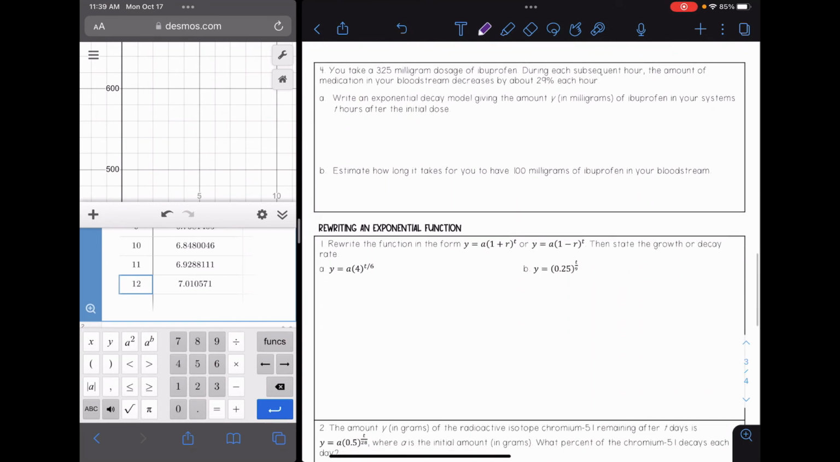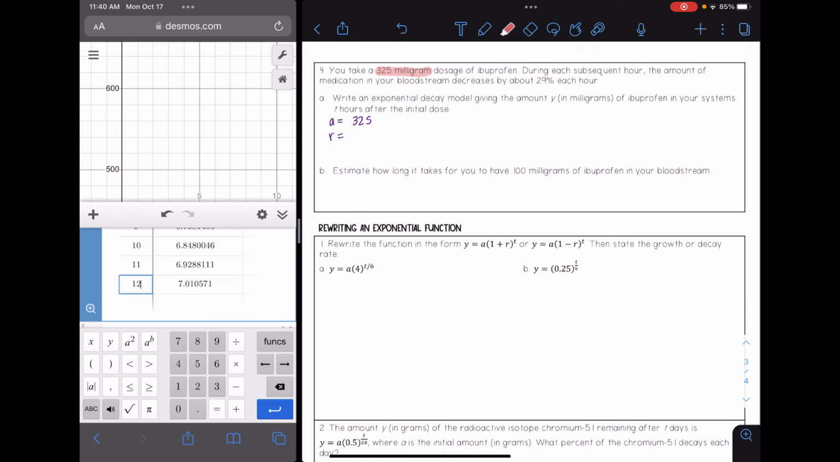Okay, let's look at one more. You take a 325 milligram dosage of ibuprofen. During each subsequent hour, the amount of medication in your bloodstream decreases by about 29% each hour. Write an exponential decay model giving the amount y in milligrams of ibuprofen in your system t hours after the initial dose. So again, I need to know what my starting value A is and what my rate is. Here I see that I start with 325 milligrams, so A is 325.